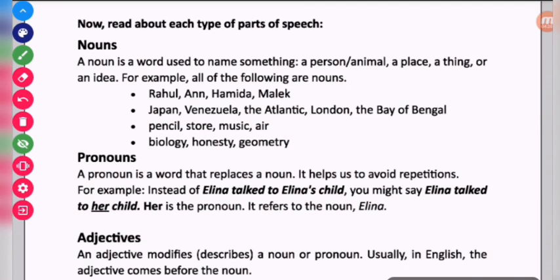After nouns, we have pronouns. A pronoun is a word that replaces a noun. It helps us to avoid repetition. For example, instead of saying Elena talked to Elena's child, you might say Elena talked to her child. Her is a pronoun. It refers to the noun Elena. These are pronouns.